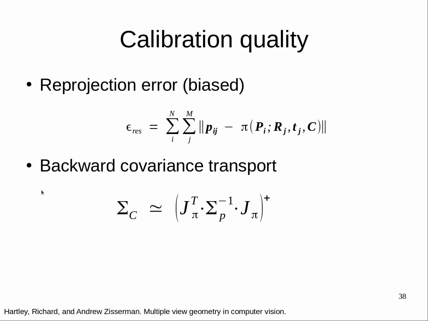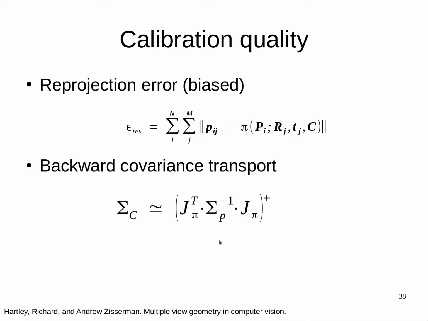The proper way is to estimate the uncertainty, the covariance of our intrinsic parameters K. It means, let's say this is 1, but is it plus minus 10, or is it plus minus 100? So this is the covariance. And if we can estimate this, we know how precise our parameters actually are. So how do we estimate this covariance? The method is the backward covariance transport.